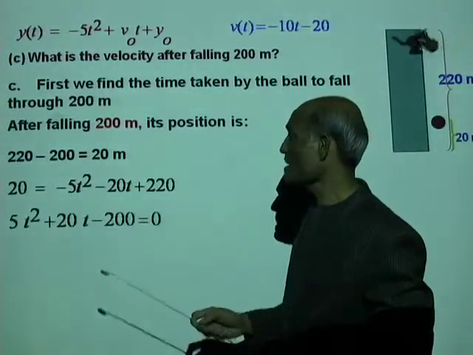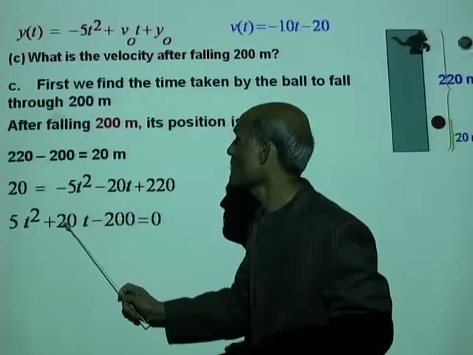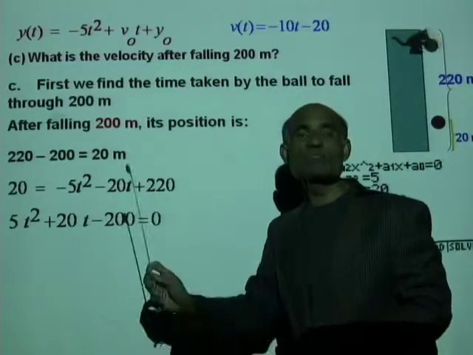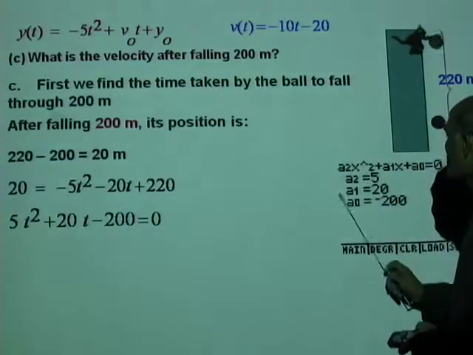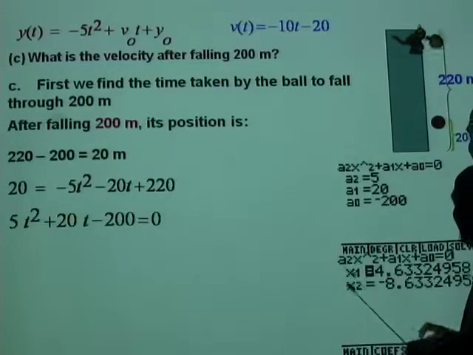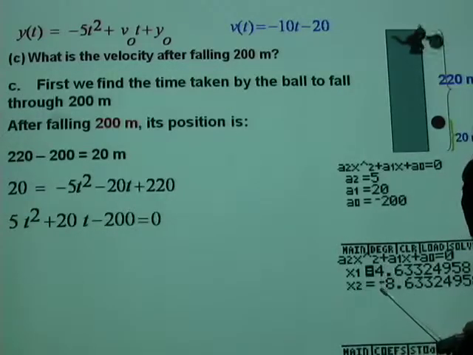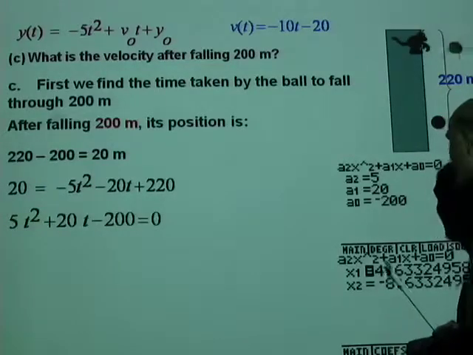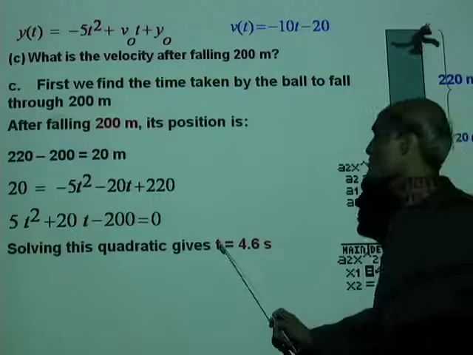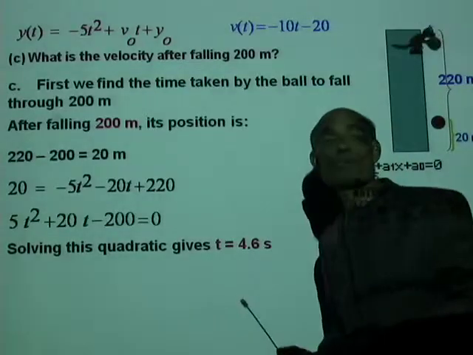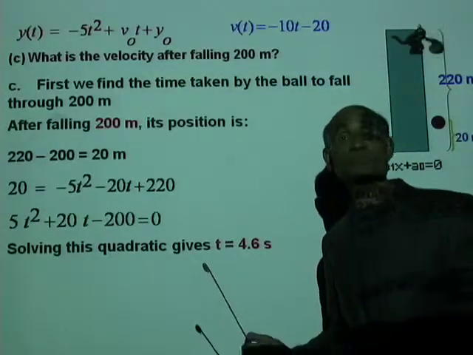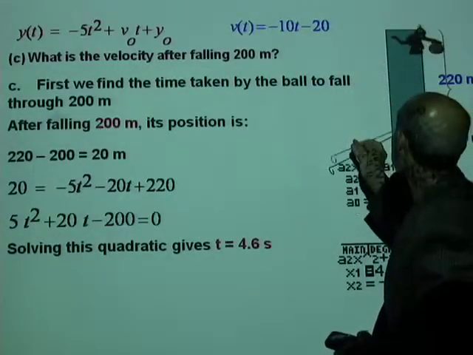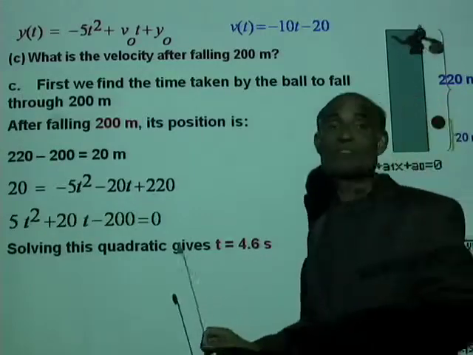All right, solve that equation, which will be 5t squared plus 20t minus 200 equals 0. I'm going to leave it for you to solve on your own. You can actually solve it on the calculator. It gives you a positive value and a negative value. Well, the negative value is not acceptable for a time. Therefore, we take the positive value. So that gives t equal to 4.6 seconds. In other words, the time taken by the ball to fall through 200 meters is 4.6 seconds.